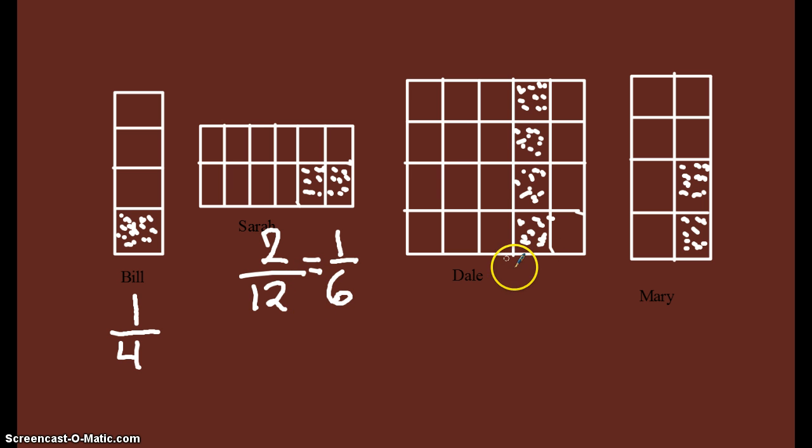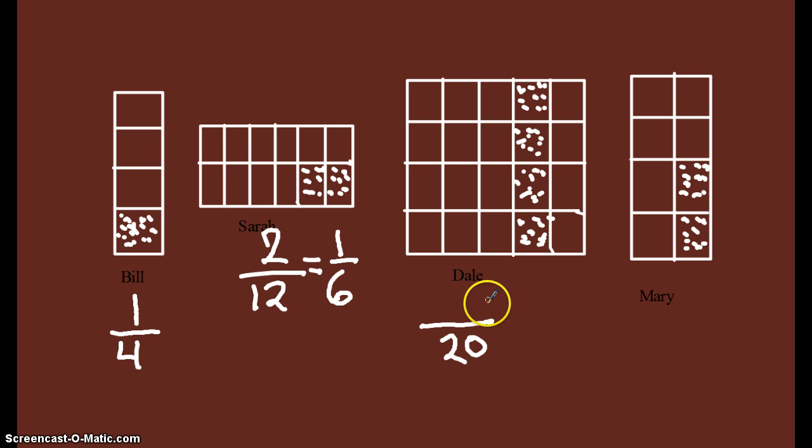Now let's go to Dale's here. Now, I'm not going to count each individual unit. What I'm going to do is count how many vertical units, how many horizontal units. I'm going to multiply that, and that will tell me what his denominator is. So here I have 1, 2, 3, 4, and I have 1, 2, 3, 4, 5. So if I multiply 4 and 5, that's going to give me 20. So the denominator for Dale's fraction is going to be 20.